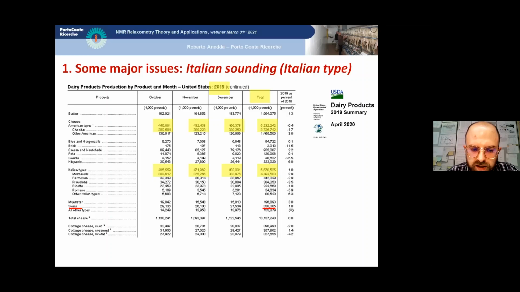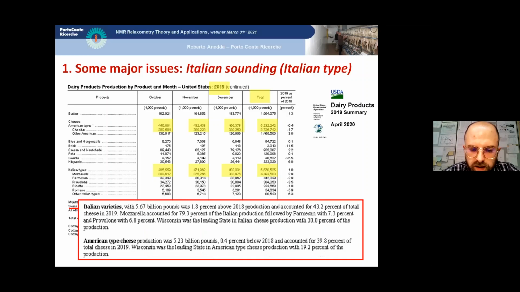Italian type varieties of cheese accounted for more than 40% of the total cheese production in the US. Mozzarella makes almost 80% of Italian type products. Most likely this is due to the production of pizza and other gastronomical preparations. 30% of Italian cheese varieties are produced in Wisconsin. This is pretty curious, right?